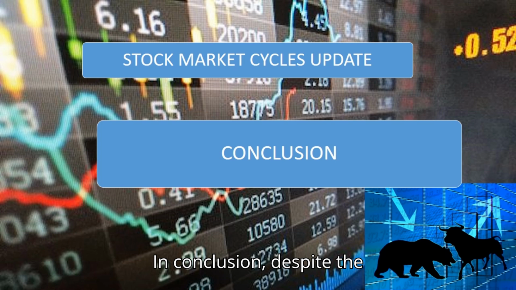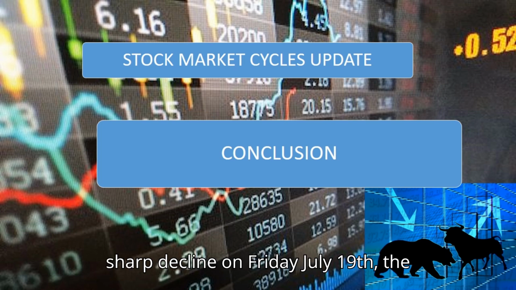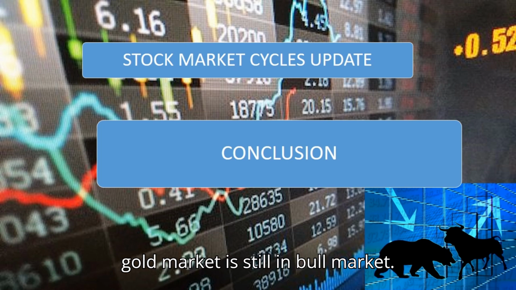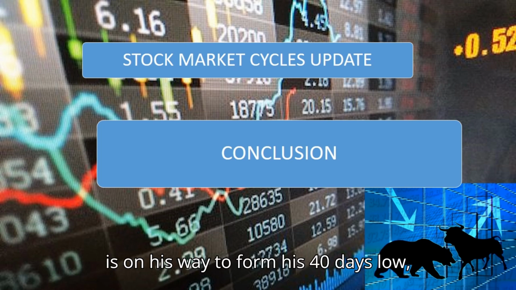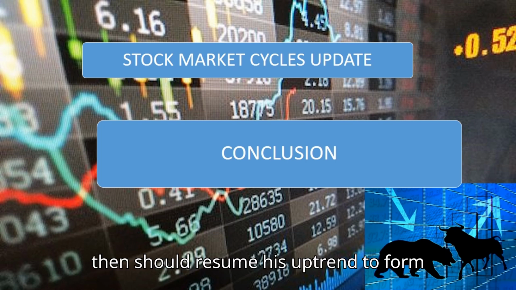In conclusion, despite the sharp decline on Friday, July 19, the gold market is still in a bull market. It is on its way to form its 40 days low, then should resume its uptrend to form its 80 days cycle peak.